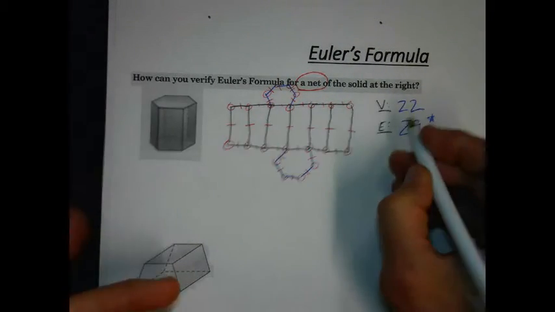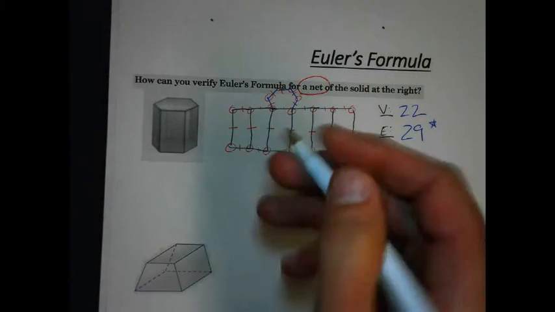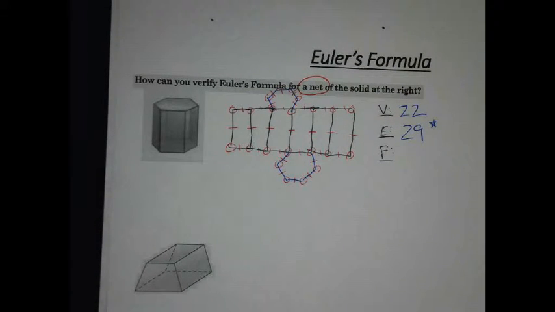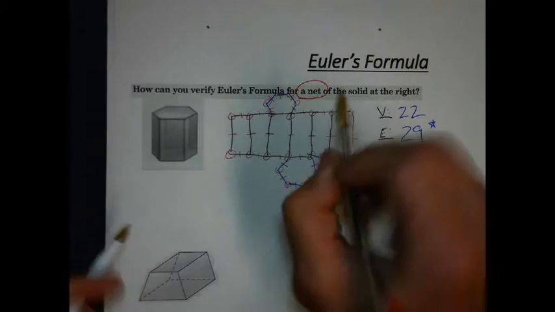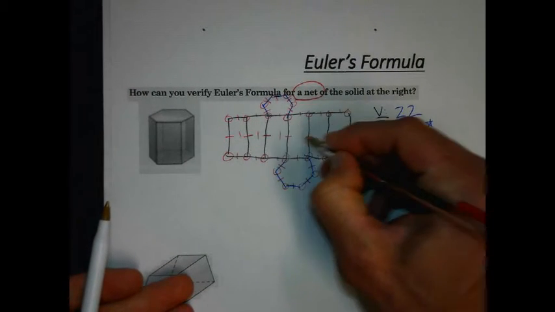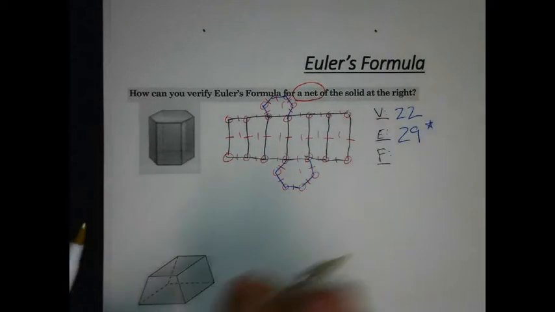The number of faces should be a little bit easier to count. They're just the flat surfaces, right? So let's count them up. We have 1, 2, 3, 4, 5, 6, 7, 8 faces.